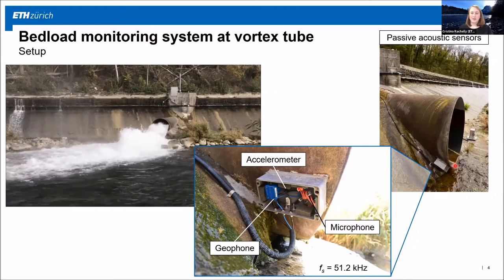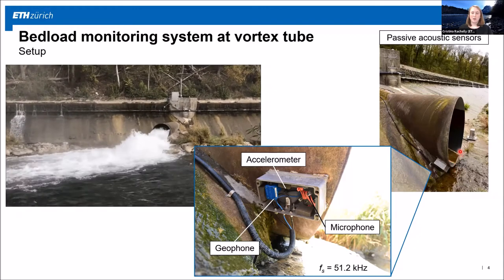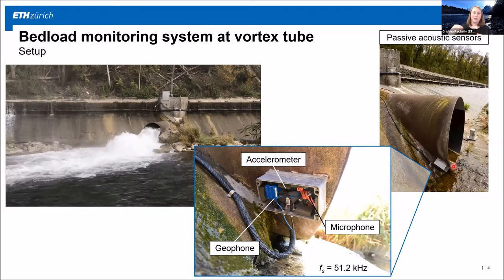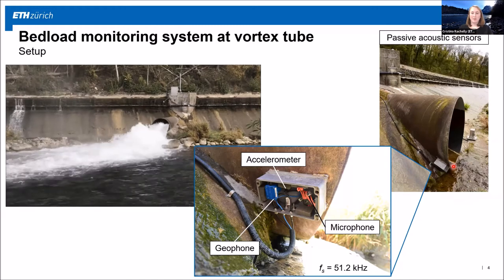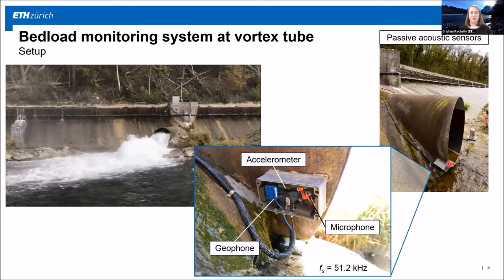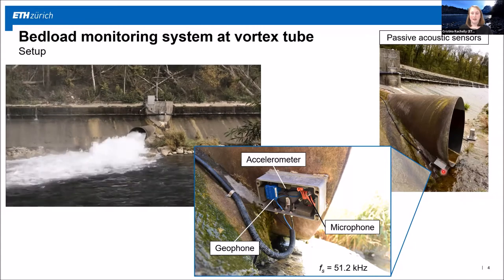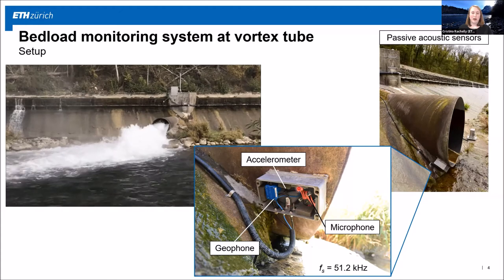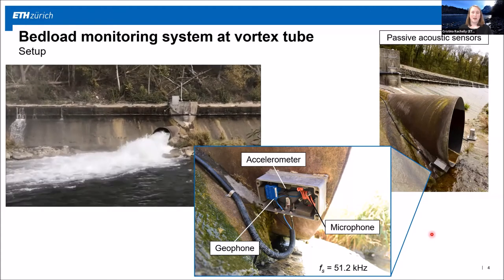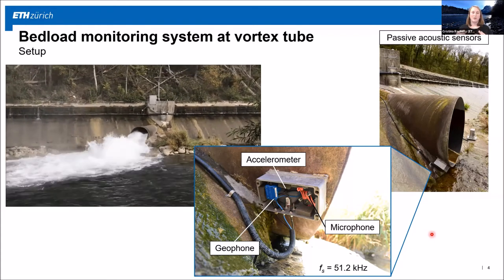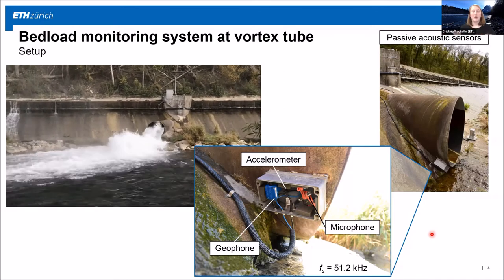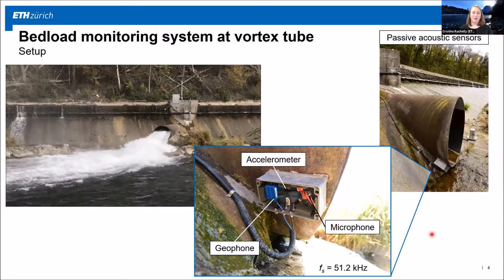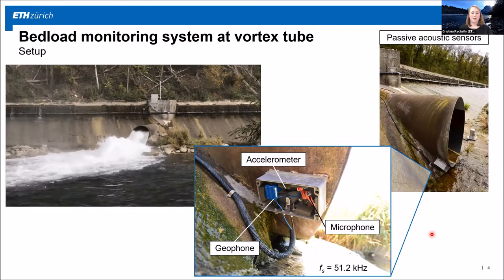So the idea is that the entire vortex tube, which is a steel tube, acts as an impact body, and grains that are transported through the tube hit the tube, they cause a vibration, and this vibration can be picked up by sensors that are installed on the vortex tube. Here we installed a geophone, accelerometer, and microphone, which are sensors that have previously been used in different setups for bedload monitoring. There's a bunch of studies that have tried to monitor bedload continuously in rivers and also at hydraulic structures.